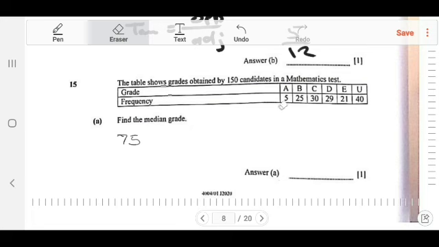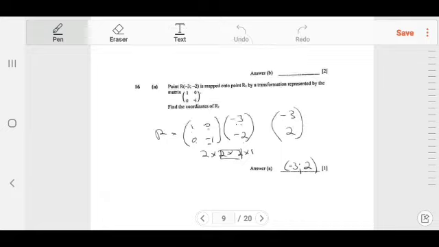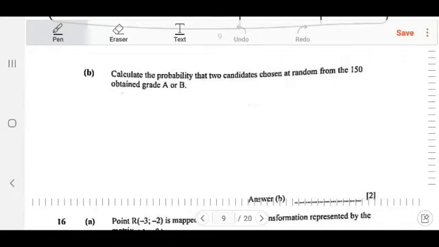So if you do it carefully here, you have 5, 30, 60, then 60 plus 29. That's where your 75 will lie. So the median lies in D. Then moving on to C, calculate the probability that two candidates chosen at random from the 150 obtained grade A or B. So grade A is what?